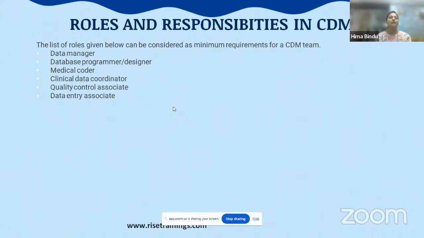As I said, there are lots of opportunities in CDM, and even after December, you will see so many openings in CDM. This is about CDM, the career opportunities in CDM, and the process which we follow in CDM management. If anyone has some queries, please ask.